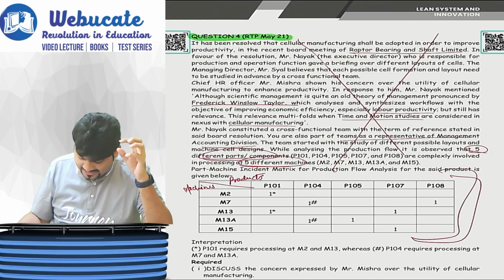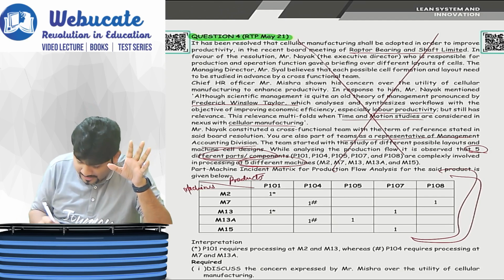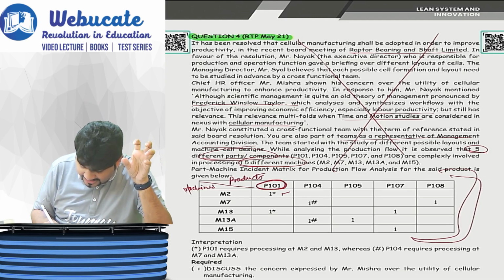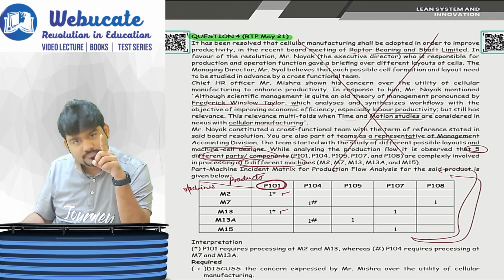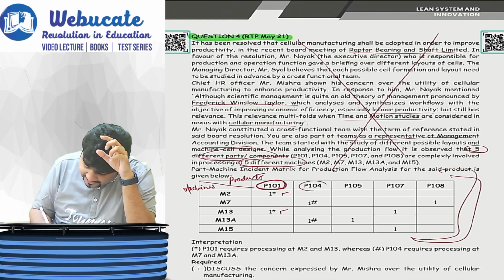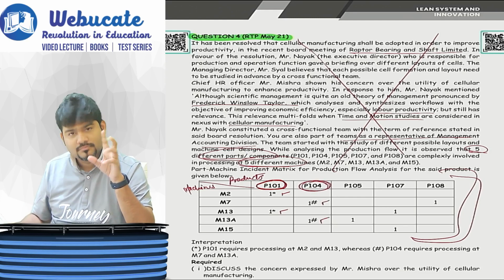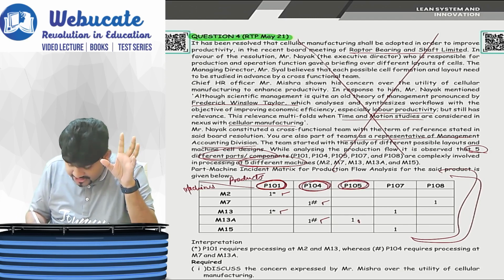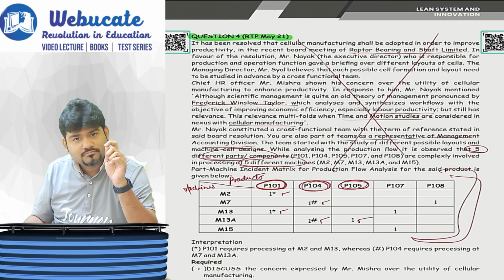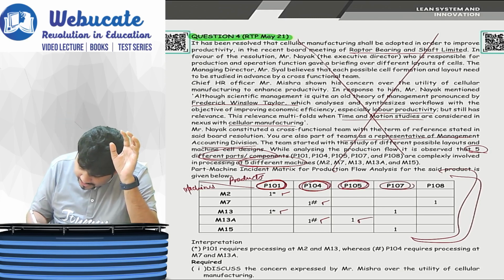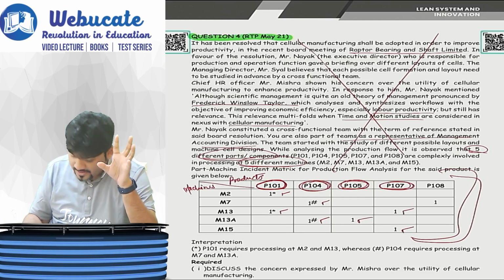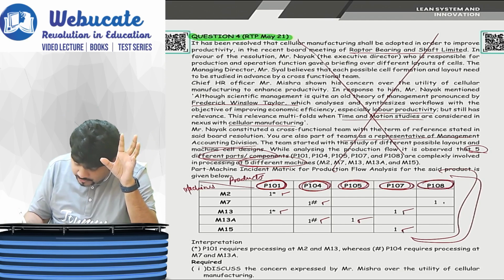The interpretation is very simple. In order to make product 101, you require machines M2 and M13. In order to make product 104, you require machines M7 and M13A. In order to produce product P105, you just need machine M13A. In order to make product 107, you need M13 and M15. In order to make P108, you need machine M7.